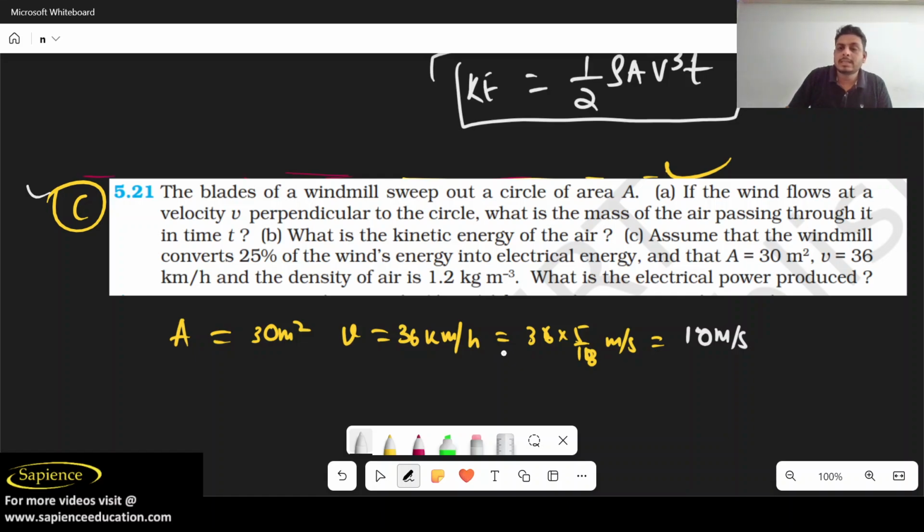Okay, so this is given, right? And the density, how much have they given? They have provided density 1.2 kg per meter cube, right?